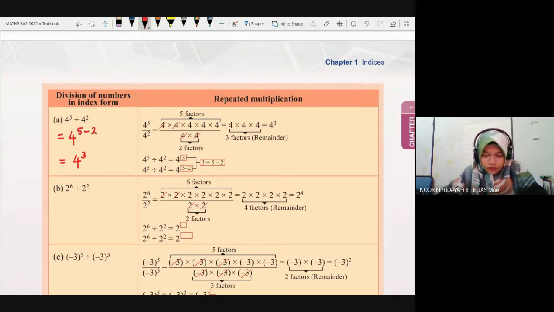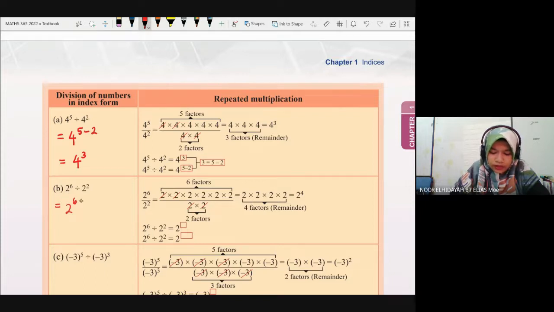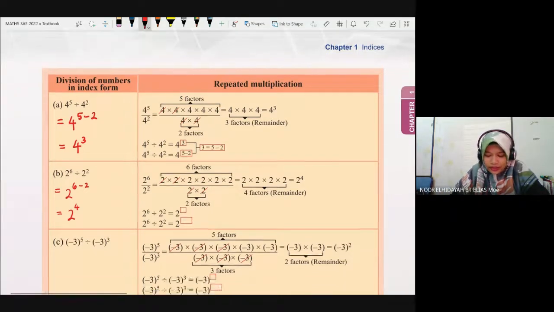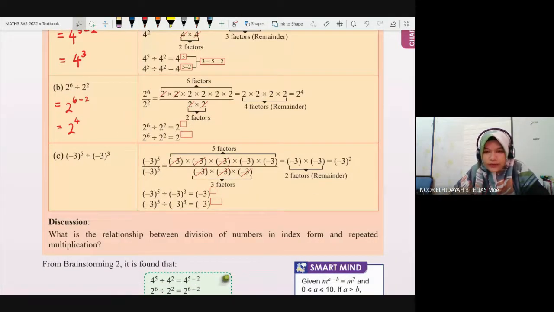All right. Now, what's the answer? How to solve this one? 2 to the power of 6 will be minus 2. So the answer is 2 to the power of 4. Okay. All right. Next. Okay. What is the answer for C? Try to solve for C. What is the answer? You can write in your chat. What's the answer for C? Ataupun nak buka mic pun boleh. Cikgu galakkan untuk awak buka mic.